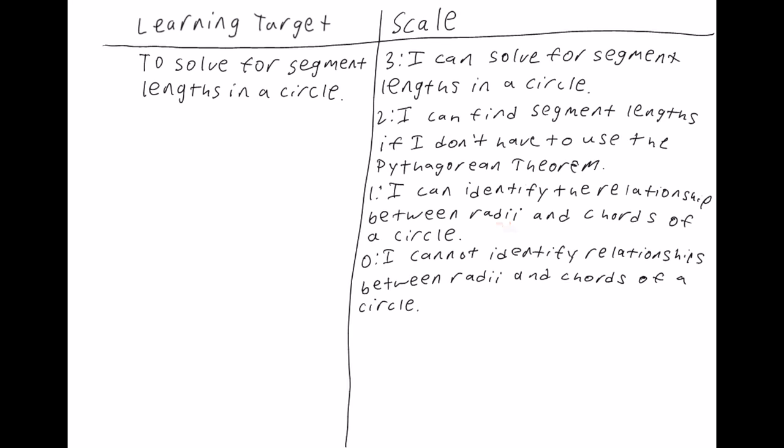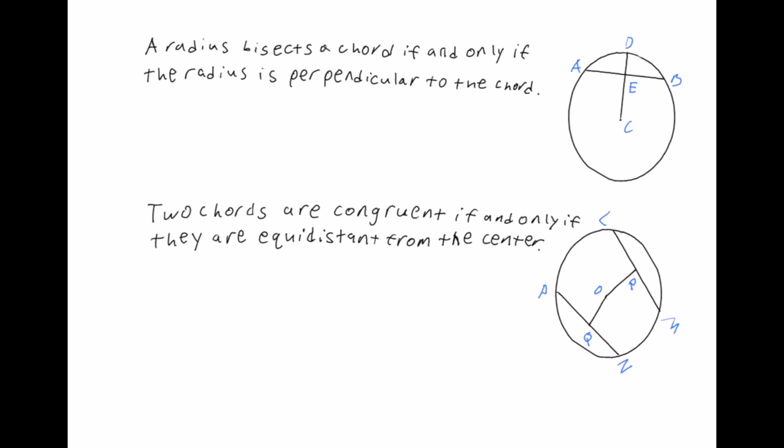Remember, radii is just the plural of radius. There's many of them. And 0, you cannot identify relationships between radii and chords of a circle. And yes, we will be using the Pythagorean theorem a lot. Let's get started. Alright, so first I have a couple theorems for you.